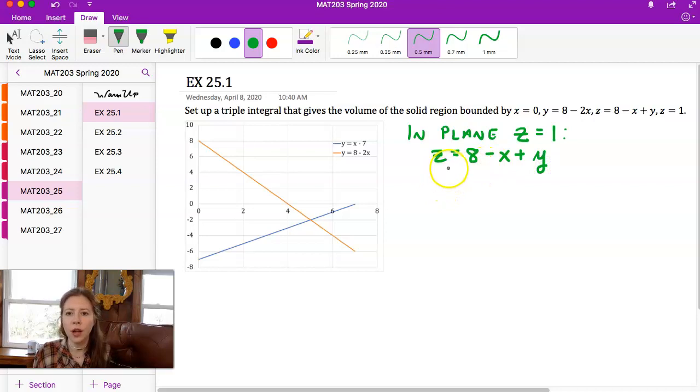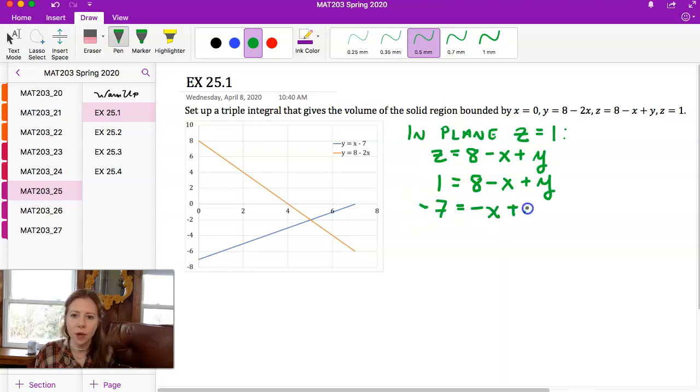So z equal to 1 gives us 1 is equal to 8 minus x plus y. Let's subtract 8 from both sides. We get minus 7 is equal to minus x plus y, or y is equal to x minus 7. So let's try to tease out what we are looking at.